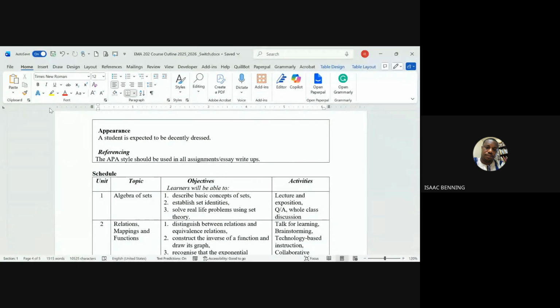Especially since we are using technology, the way you use your camera is very, very important. Sometimes students will be on their bed naked, and before they realize, they have clicked on the camera button, and all of us are seeing what we don't want to see. So be cautious of that. Be very, very cautious of that.